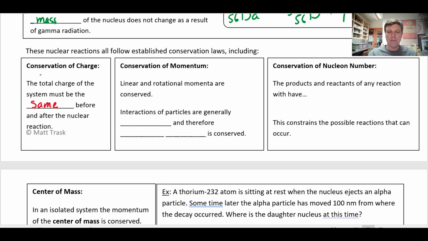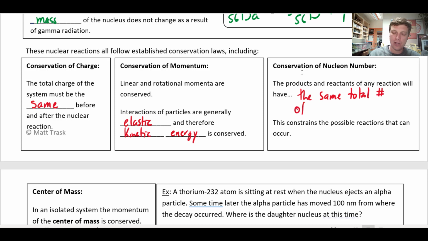Now, in addition to that, most of these interactions are generally elastic, or at least very, very close to, and therefore kinetic energy is almost always conserved by these interactions. And then the last one, maybe somewhat new, is this idea that we conserve our nucleon number. This is basically conservation of mass. And so the products and reactants of any reaction will have the same total number of nucleons.